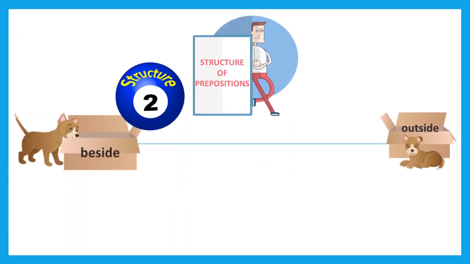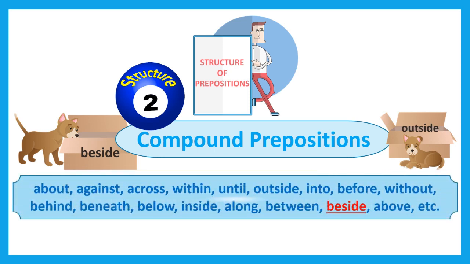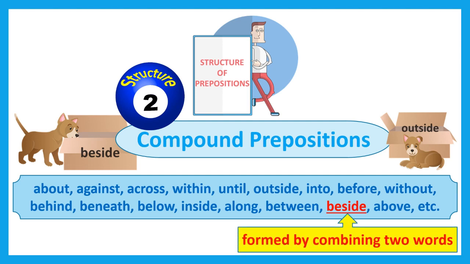Structure 2. Compound prepositions. Take a look at the examples of common compound prepositions. These prepositions are called compound because they are formed by combining two words.